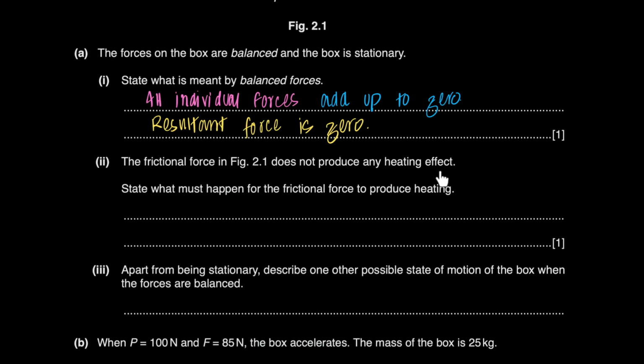The frictional force in the figure does not produce any heating effect. So as soon as he pushes it, the friction is stopping it from moving, right? The box is stationary. The box needs to move for the heat to take place, right? If you're trying to push something and it's not moving, it's not going to generate heat. So it has to rub or grind against another surface. So the box has to, let's go with a little technical answer, even though we can say move, we can say the box needs to be in motion because it needs to rub against it.